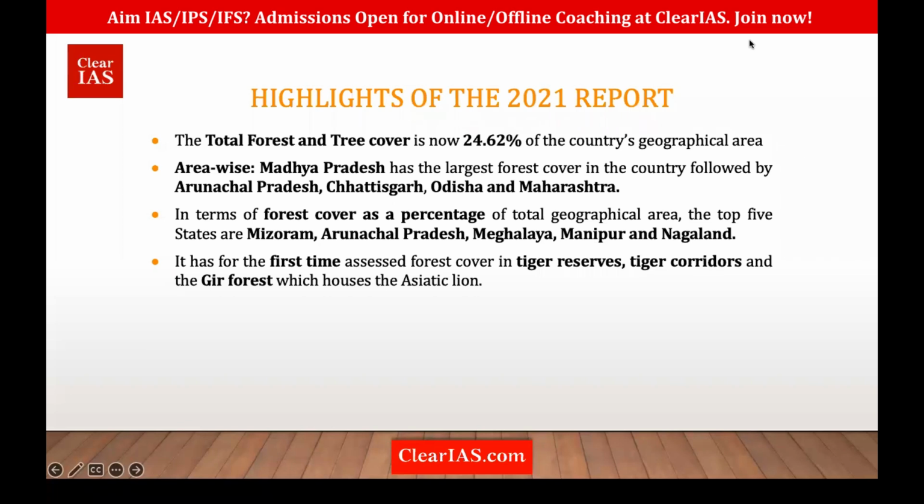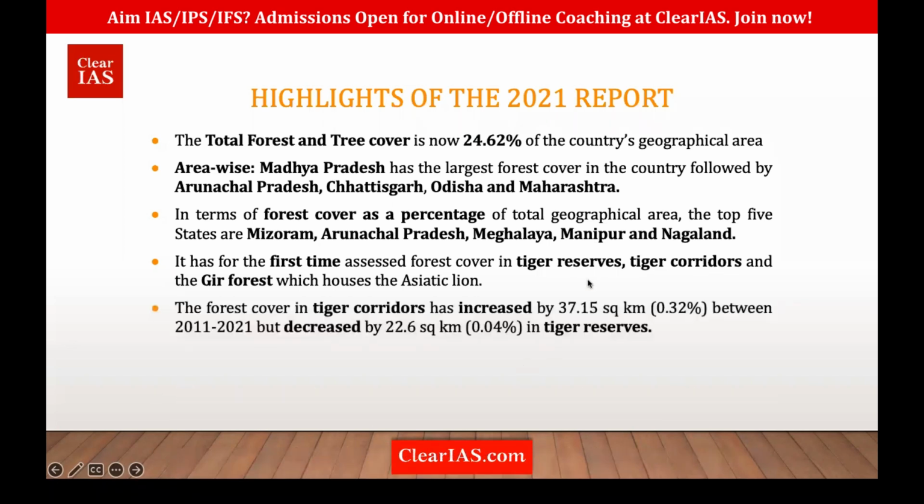Also, in the latest State of Forest Report, for the first time, tiger reserves, tiger corridors, and Gir forest have also been taken into account. The forest cover in these regions has been assessed for the first time.